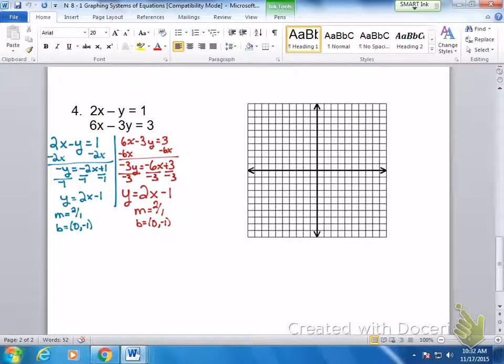Okay? Now, I'm going to go ahead and plot my first one. Let's see what happens. I'm going to go over 0, down negative 1 for my first one. My slope is 2 over 1, so up 2, right 1. If I need to go the other direction, instead of up 2, right 1, I'll go down 2, left 1. And I've got my points.